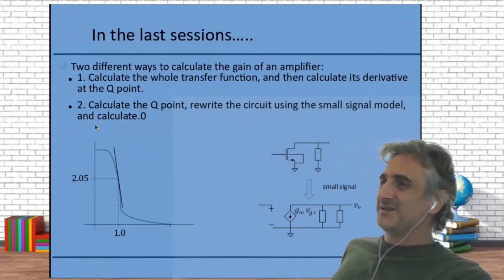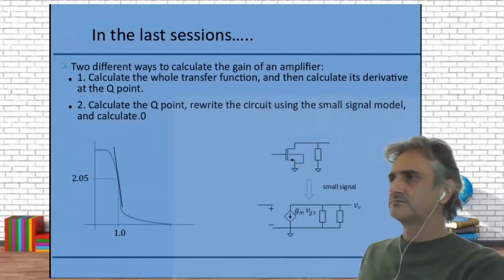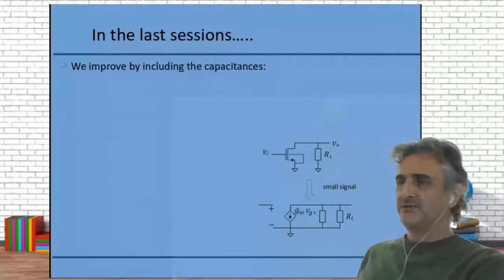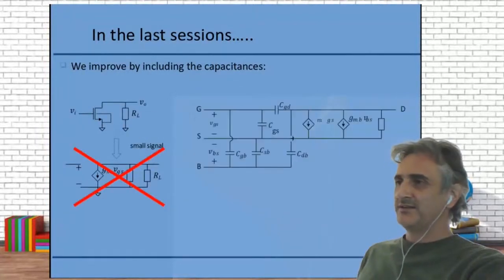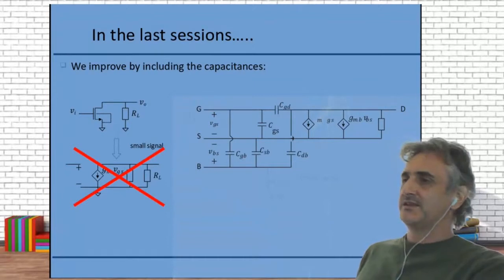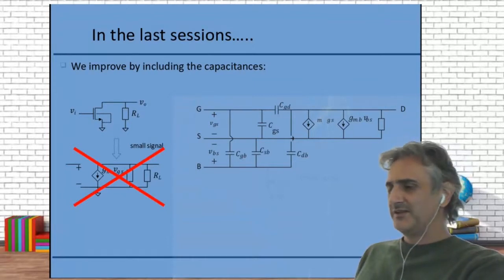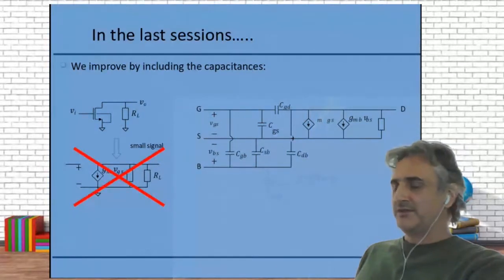Okay, we just replace the large signal by the small signal, and we go on from that. But we saw that that was only for low frequencies. For high frequencies, what we did was forget about this model and improve it by using the different capacitances. We also saw the Miller theorem, which causes the gain to be affected very strongly by the feedback capacitance between gate and drain, or gate and source, or whatever, depending on the configuration.